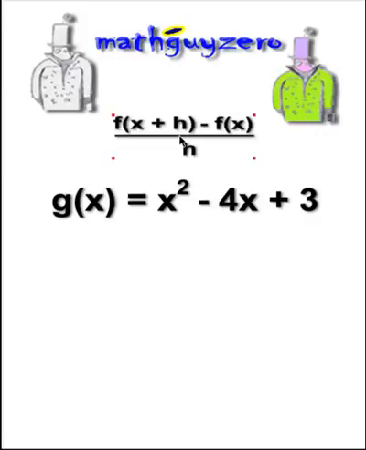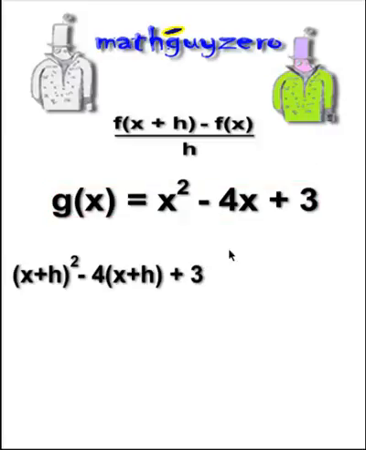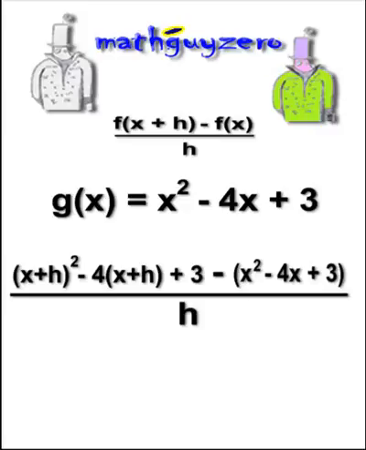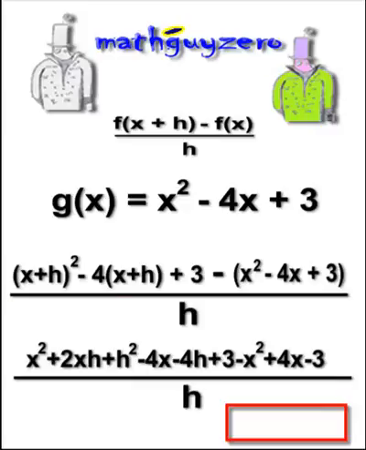I had to make it small because these problems get kind of long. So first thing we're going to do is the f of x plus h. That's what this is. Every time we see an x in the original function, we replace it with x plus h. So instead of x squared, it's going to be x plus h squared. Instead of minus 4x, it's going to be minus 4 times x plus h, etc. And then we're going to subtract the function of x, which we already know. The rest is, as they say, algebra. Oh yeah, don't forget to divide it by h.